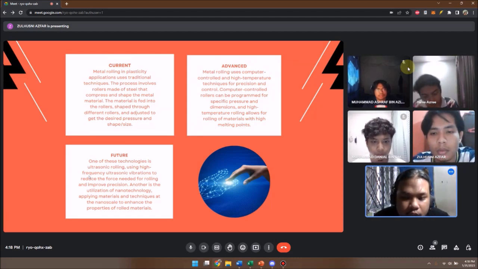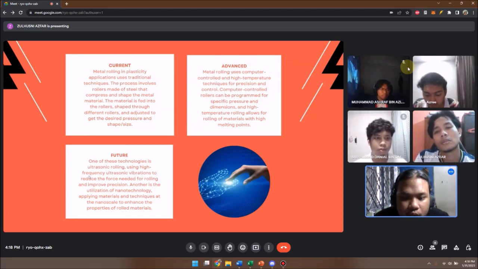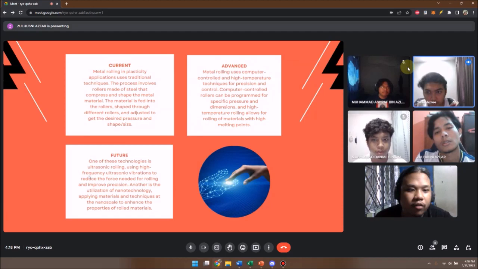So to cut to the chase and sum up the presentation, metal rolling is an essential technique in plasticity application of metal. The current technology of metal rolling is based on traditional techniques that have been used for centuries, but advanced technologies such as computer control and high temperature rolling are now being used to achieve greater precision and control. And in the future, we can expect to see more advanced technology being developed and implemented in metal rolling, such as ultrasonic and nanotechnology.